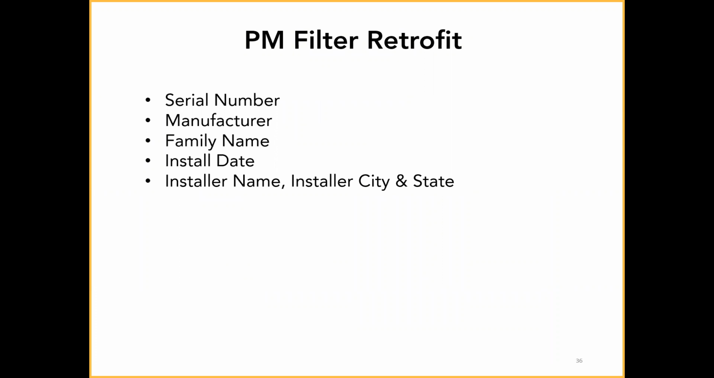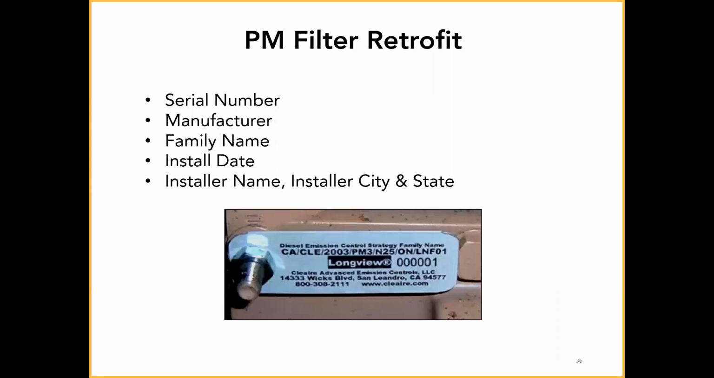For retrofits, TRUCRS will ask for some additional information about the filter that was installed. The installer may be able to assist with getting the PM filter information, but the requirement is to have a PM filter information label on both the engine itself and the retrofit.